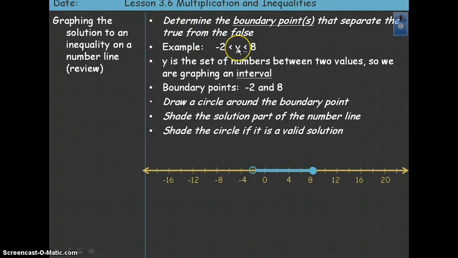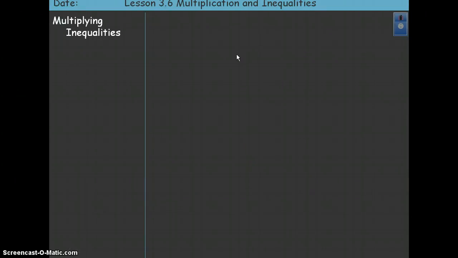If I were to enter an 8 for y, negative 2 less than 8 less than or equal to 8 is true. I'm not going to shade negative 2. However, if negative 2 were entered, it would not make a true statement. I always want to label my number line again with a y. That concludes the review portion. Now we're going to get into the heart of the matter, multiplying inequalities.